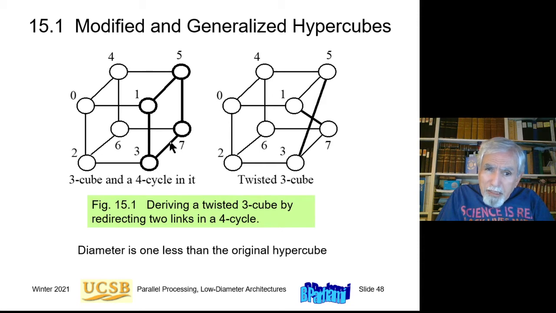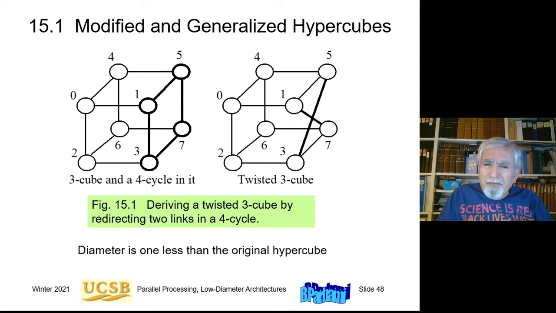So here I take this 4 cycle, a cycle of length 4 of 4 nodes, and twist it by changing the connections as shown on the right side of the slide. So this is known as a twisted 3-cube. Why would I do this? Well, it turns out that the diameter of the original hypercube is 3, as we know, three-dimensional hypercube has diameter 3. This network has diameter 2. So by making this small change, we have reduced the diameter from 3 to 2, and therefore potentially have speeded up the worst case latency of message transmission.